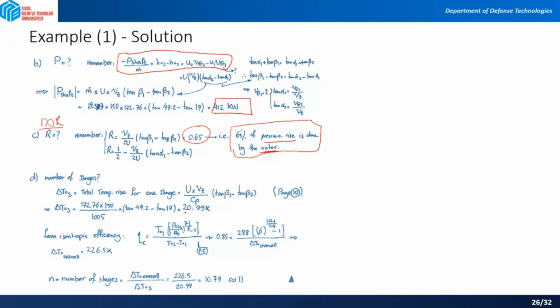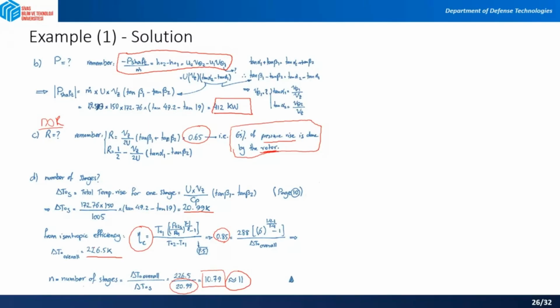you will find that delta T0 is near 21 Kelvin. If you go back to the definition of isentropic efficiency, and put in the isentropic efficiency that is given to you, equal to 85% in the question, you will find the delta T0 overall equal to 226.5 Kelvin. And if you divide this by the stage temperature increase, it gives you 10.79. So you have to round it, so you have 11 stages in this compressor.